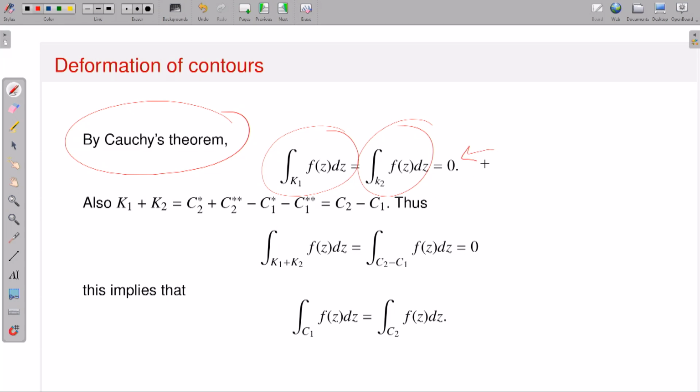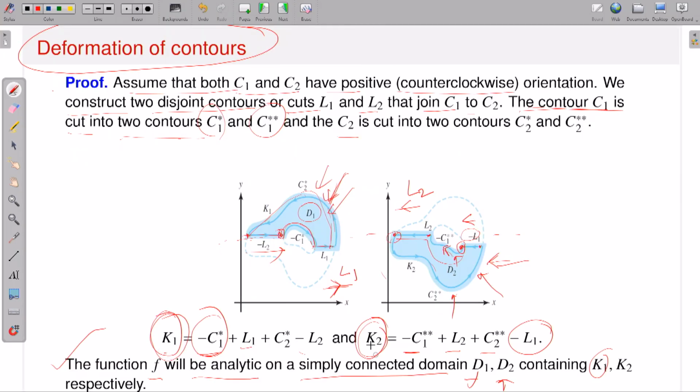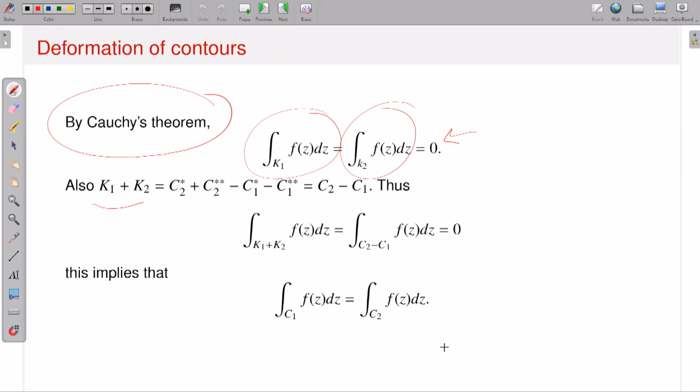Then I have to just add them. So now if I add K1 plus K2, you see L1 and minus L1 get cancelled, minus L2 and L2 get cancelled. What will remain is C2 star plus C2 double star minus C1 star minus C1 double star. You can think of this as C2 star union C2 double star minus C1 star union C1 double star.